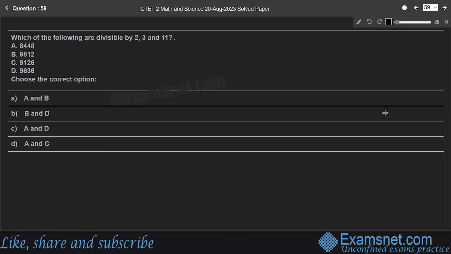Question 59. Which of the following are divisible by 2, 3 and 11? So students, here are 4 numbers. We have to decide which of the numbers are divisible by 2, 3 and 11. So here only 2 numbers are divisible by 2, 3 and 11, right? Because according to the options, they've given only 2 numbers, right? A and B, B and D, A and D and A and C.